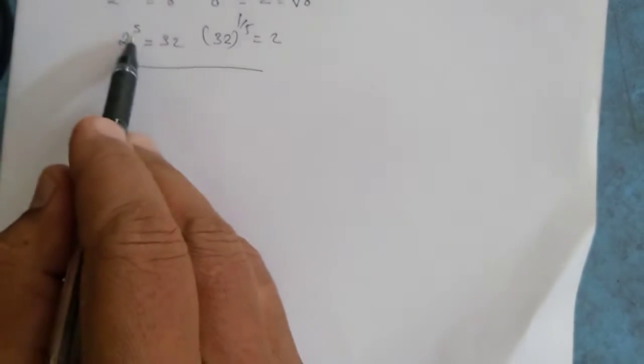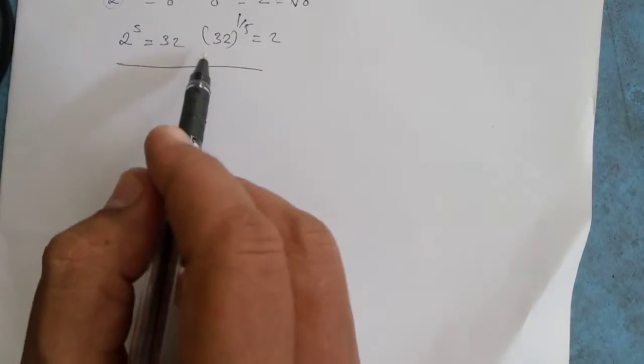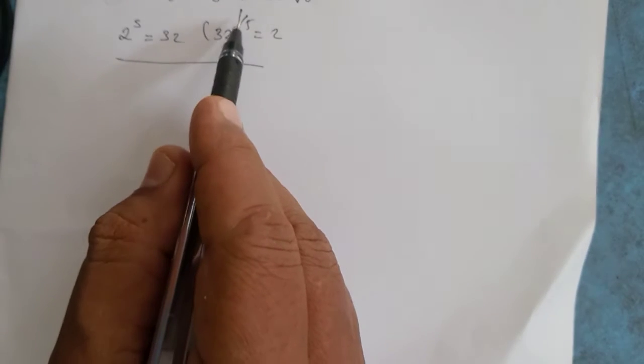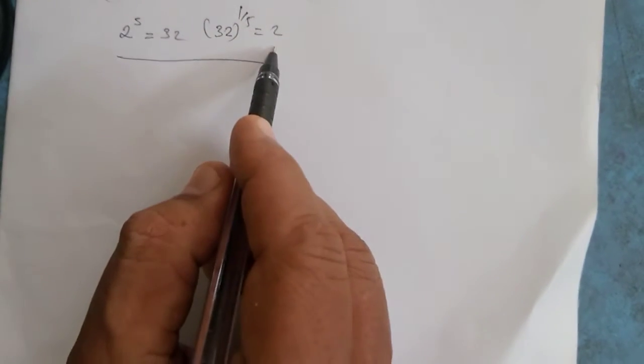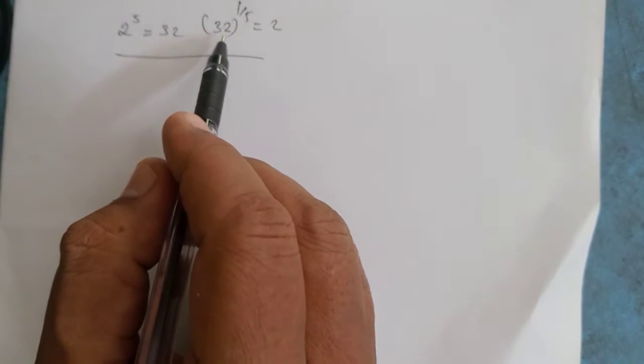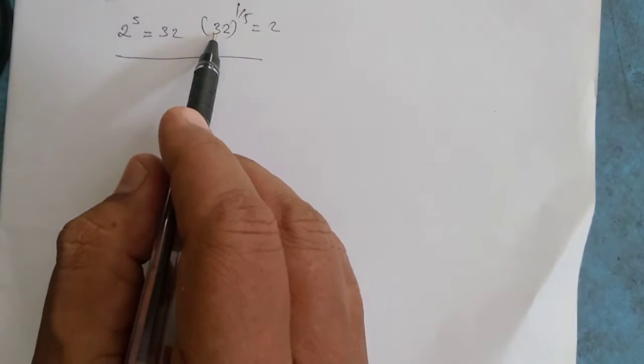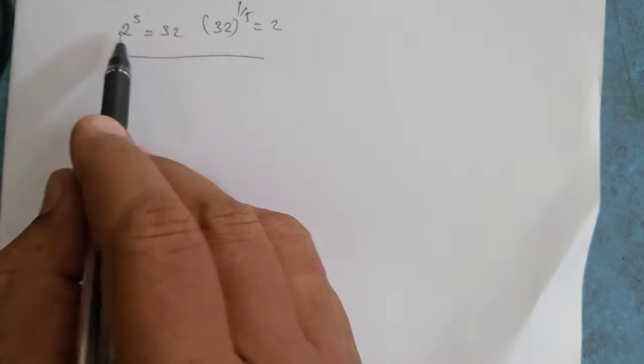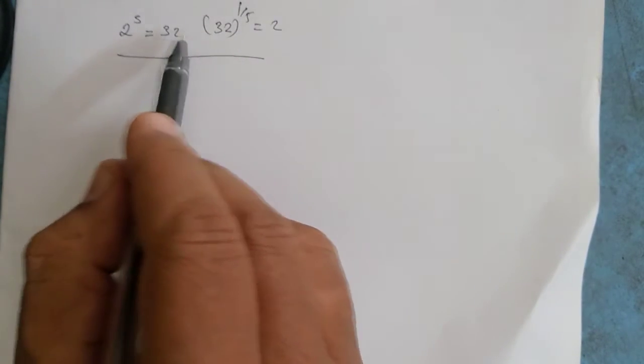2 power 5 is 32. Now what do we do? 32 to the power of 1 by 5 is 2. That is called the fifth root of 32. What does fifth root mean? 2 multiplied with itself 5 times consecutively will get you 32.